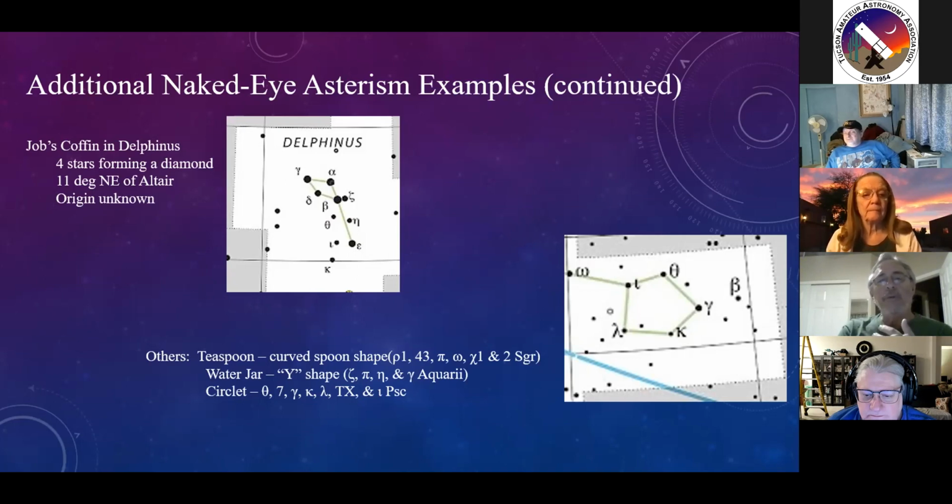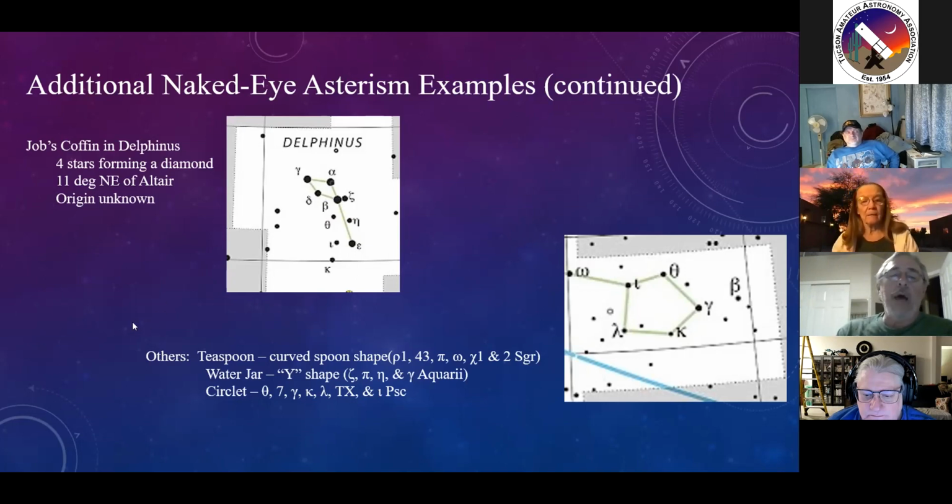There's an asterism known as Job's Coffin. Delphinus actually comprises more than 4 stars, but Job's Coffin is pretty much the diamond shape at one end of the constellation: Alpha, Gamma, Delta, and Zeta Delphini. I don't know the origin of this one. Similar to a lot of asterisms, they don't really have an origin. Some do have origins and specifications that may date back a few centuries, but for the most part, a lot of these patterns don't have any well-documented history associated with them.